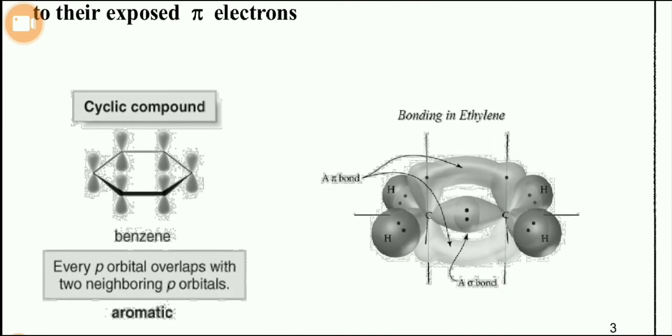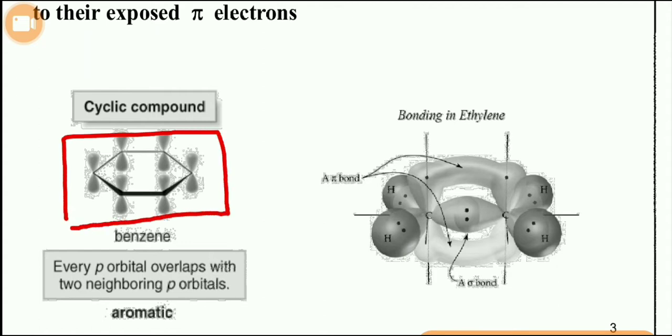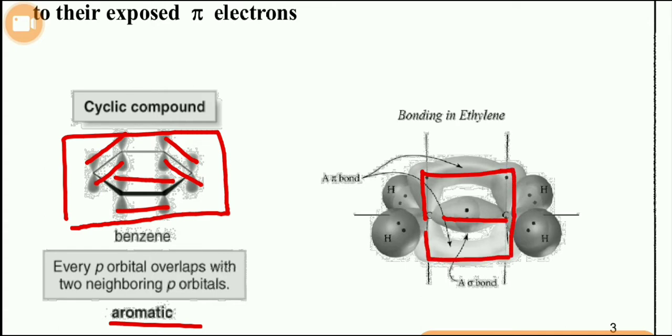Here you can see the cyclic compounds, like this is a benzene ring. This is a cyclic benzene ring, planar itself. Every p orbital overlaps with two neighboring p orbitals. It is like that. The double bond you will notice over here: neighboring p orbitals bonding in ethylene. Over here there is ethylene. So you can notice there is a single bond over here, and this is a pi bond right here.